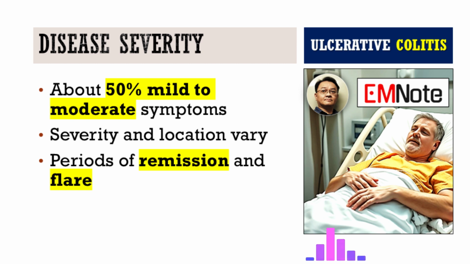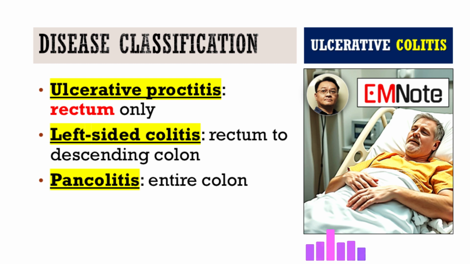And understanding that range probably ties into classification, right? How do we classify it based on where the inflammation is located? Exactly. We generally break it down into 3 types based on extent. There's ulcerative proctitis, that's just the rectum. Then left-sided colitis, which goes from the rectum up through the descending colon. And finally, pancolitis, where the entire colon is involved. Got it. Proctitis, left-sided, pancolitis. Helpful for thinking about management.